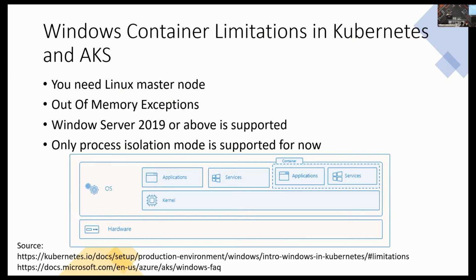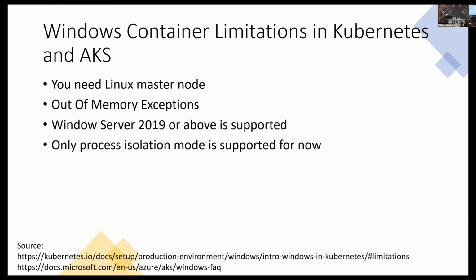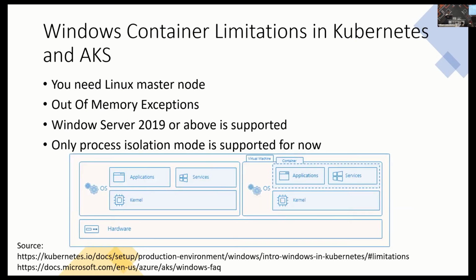One is called process isolation, which essentially means that your containers are using the same kernel. They are like processes that are separated, but they're still using the same kernel. Another isolation mode is Hyper-V isolation, where each one of your containers looks like a virtual machine, so they have their own kernels. This particular isolation mode is not supported yet in Kubernetes.